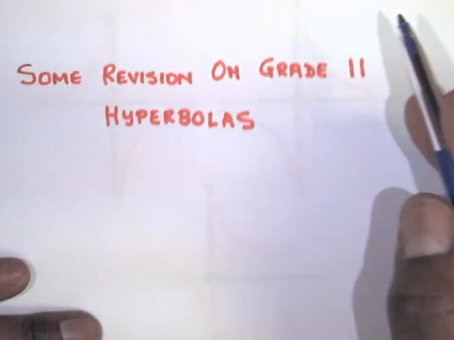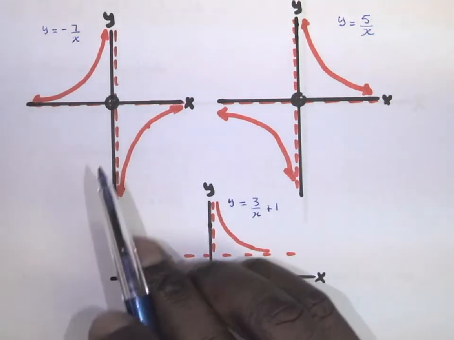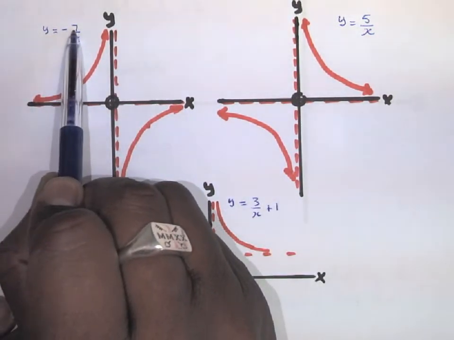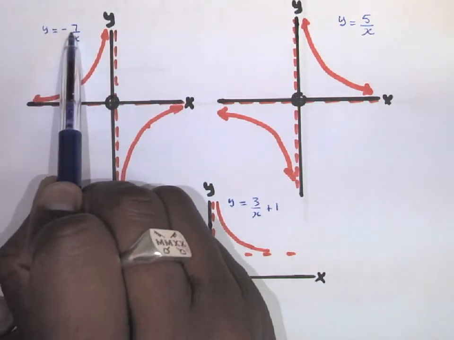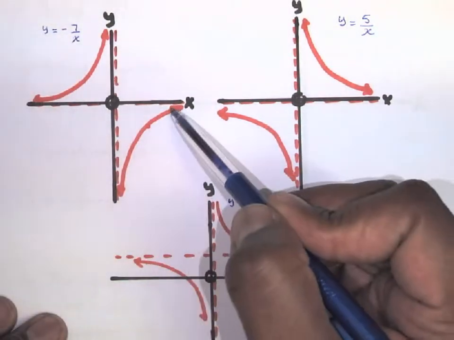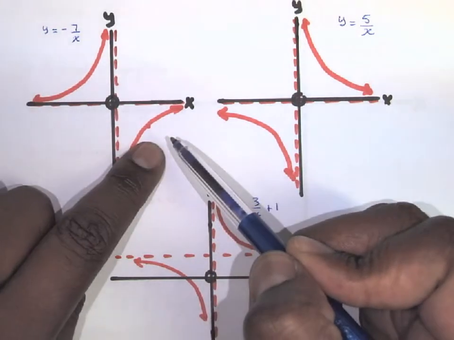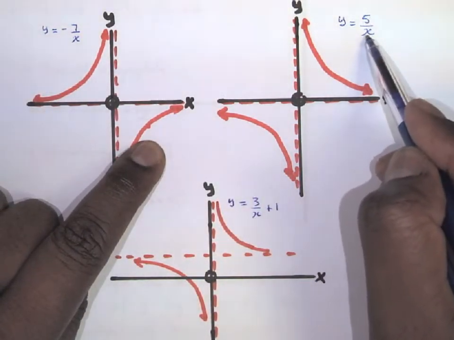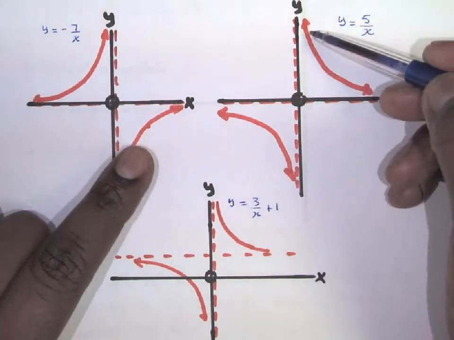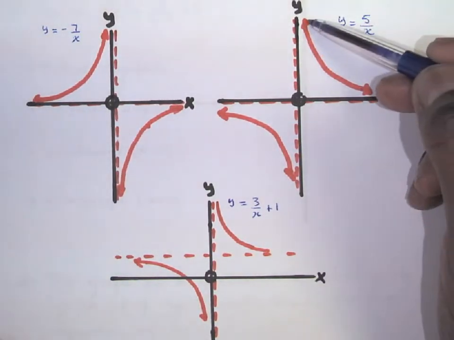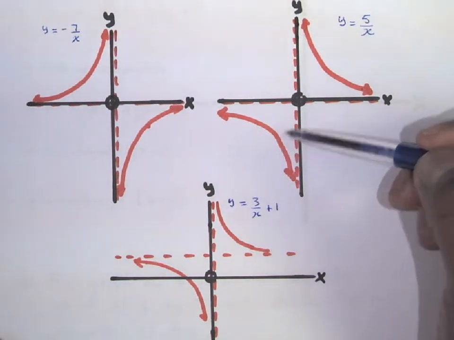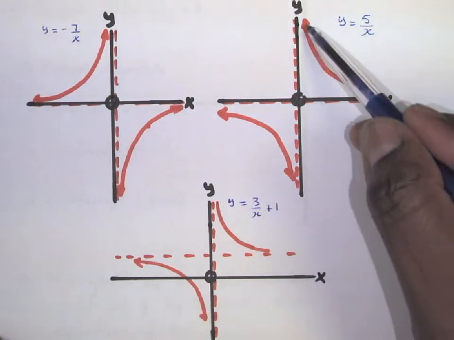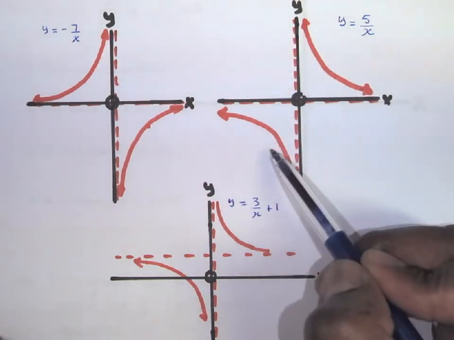You will recall from grade 10 that your hyperbolas look like this. If it is y equals a negative number over x, the arms of the hyperbola will be in the second quadrant and the fourth quadrant. If y is equal to 5 over x, or a positive number over x, your arms will be in the first quadrant and third quadrant. Obviously, we will also have the asymptotes here, meaning that the arms will never cut the asymptotes.